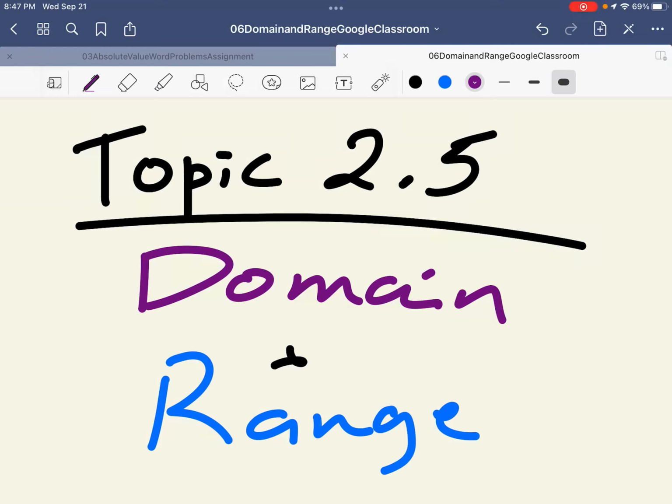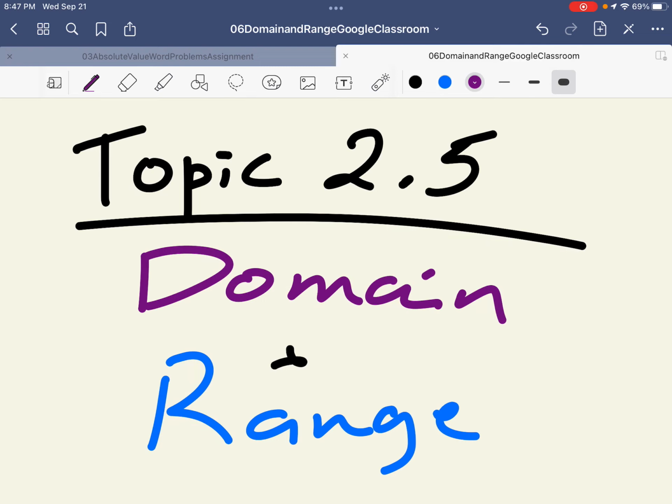Today we're going to pause a little bit from talking about absolute value, and we're just simply going to revisit domain and range. It's a concept that never really goes away in math and algebra, so we just want to make sure that you can identify a domain and range correctly. Most of these are going to be by looking at a graph.